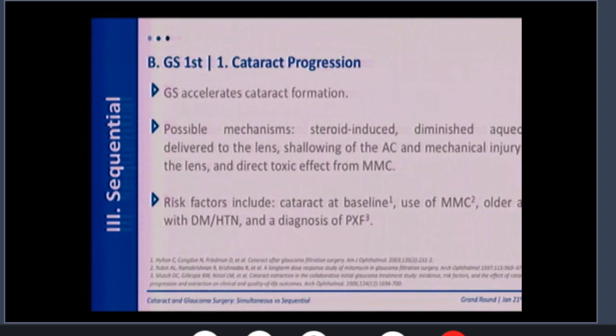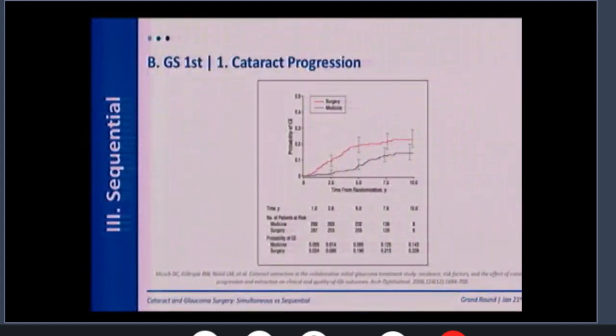There are some factors that can tell you that those patients are more prone to develop cataract after trabeculectomy. Those factors are changes at baseline, use of mitomycin, an old patient with diabetes and hypertension, and also pseudoexfoliation patients. This figure is from the SIGITS study, an old landmark trial in glaucoma, in which they randomized patients to receiving medical versus surgical therapy. The black line are patients treated medically, and the red line are patients treated with trabeculectomy. They found that the patients that had surgery had a higher chance of developing cataract compared to the patients monitored on medications.